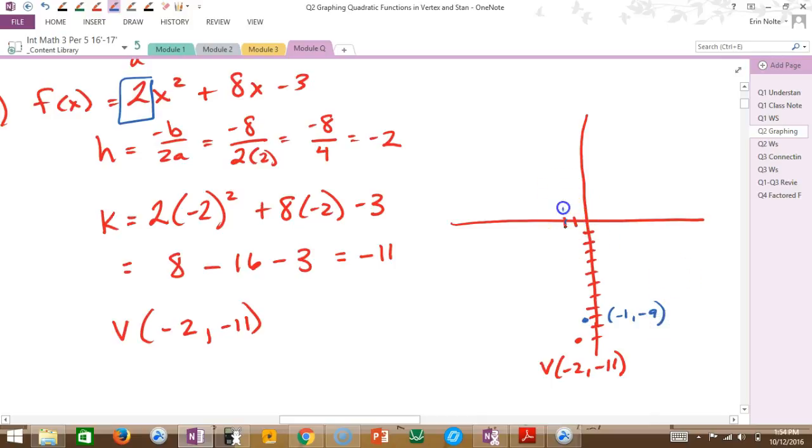If it helps to draw your axis of symmetry, you can do that. If I reflect the point -1, -9, where would I land? Not quite that far. There you go, -3, -9. And then I can just draw that parabola.